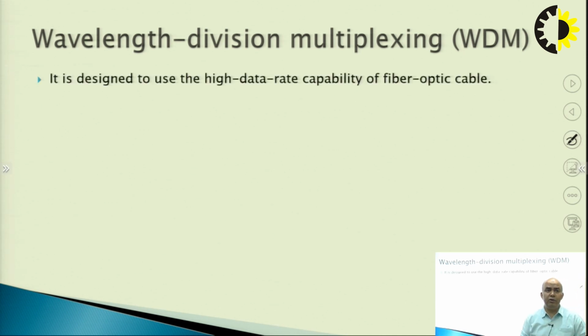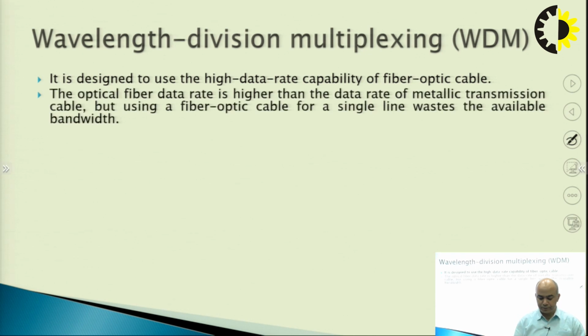Now, the next one is wavelength division multiplexing. In this, we use high data rate capability fiber optic cables. They are basically designed for high speed data transmission. In WDM, we use optical fiber, whose data rate is higher than that of metallic transmission cable, and we use the fiber optic cable as a single line to utilize the available bandwidth.